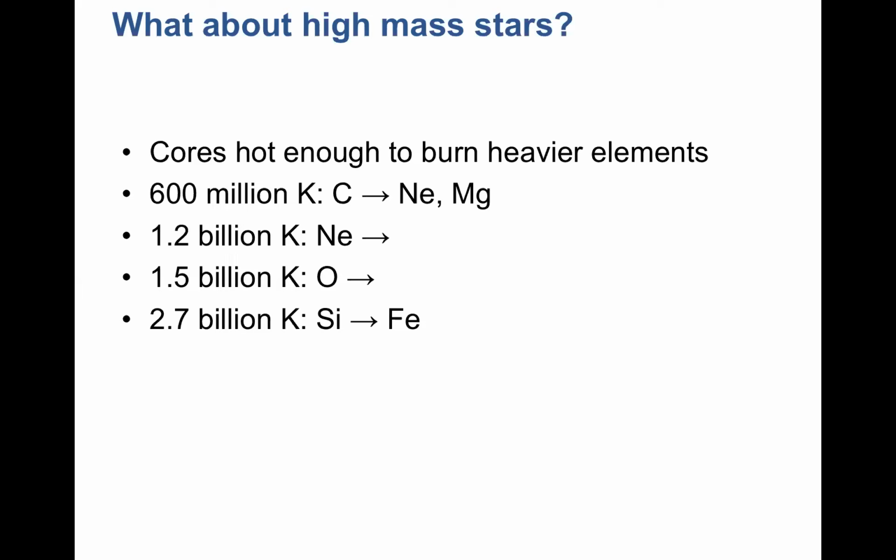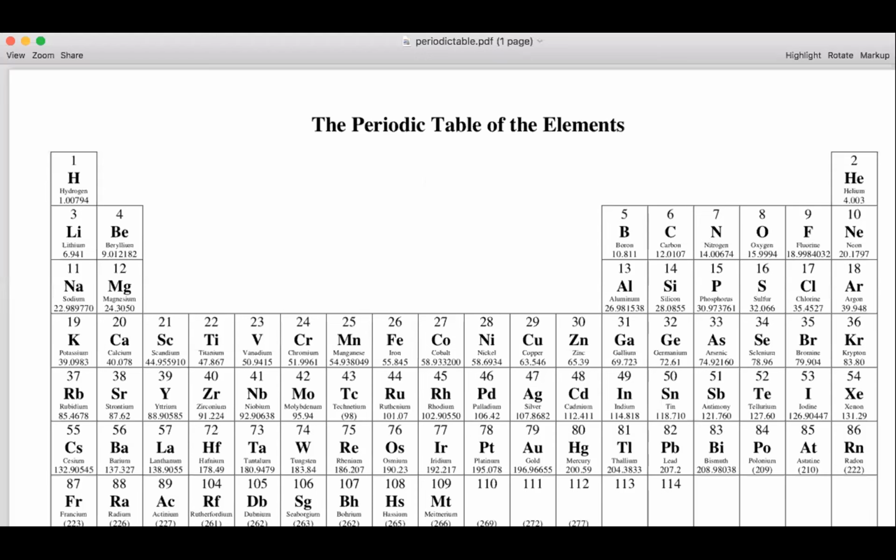If they can get to 1.2 billion Kelvin, they can burn neon into something heavier. If they get to 1.5 billion Kelvin, they can burn oxygen into something heavier, which is interesting because oxygen actually has a lower atomic number than neon does. Actually, if you look at a periodic table, and this is something we probably should do, let me share my periodic table with you. Here it is.